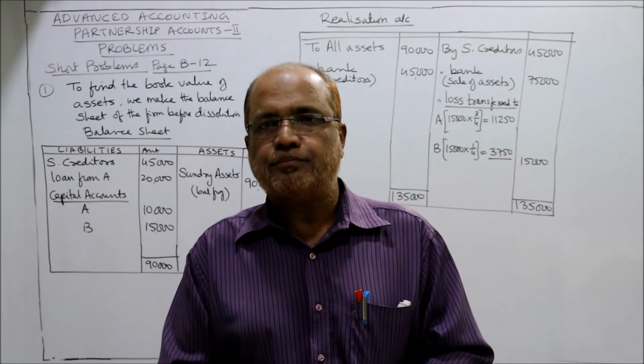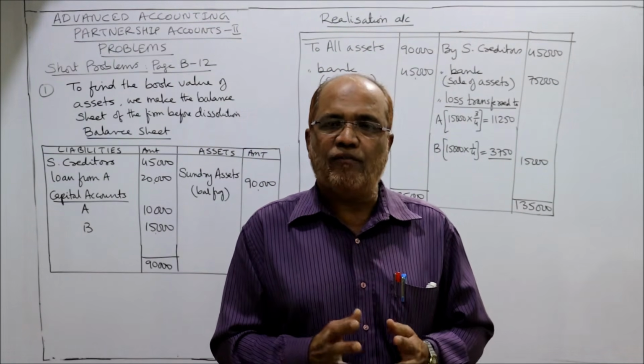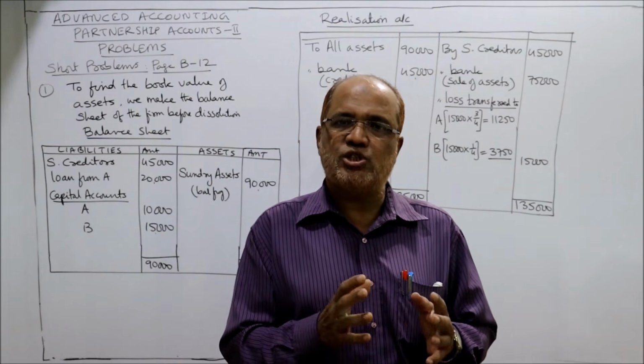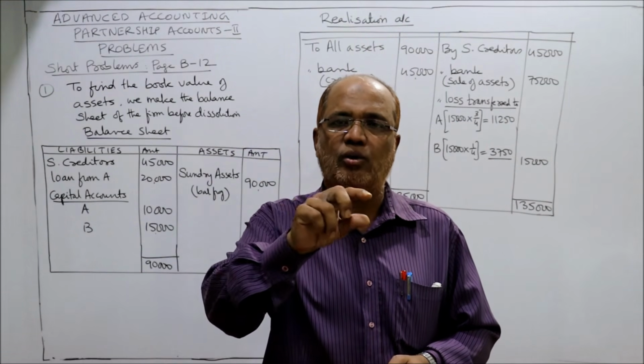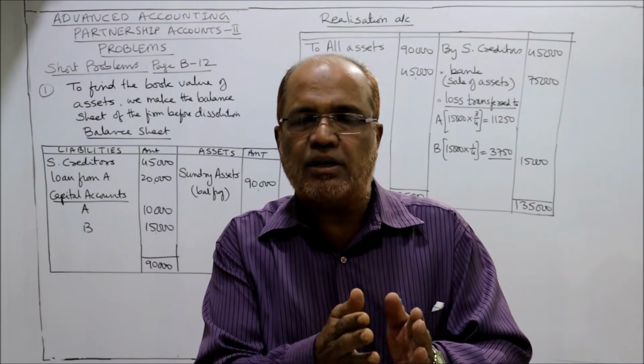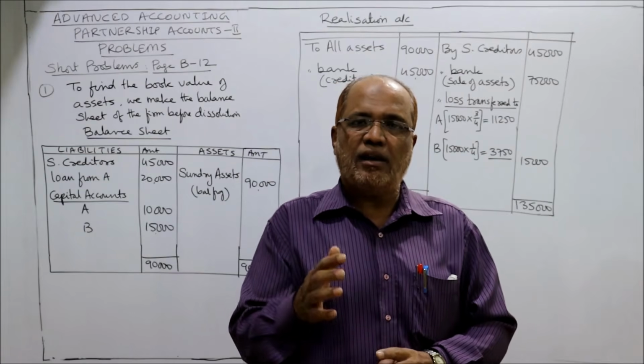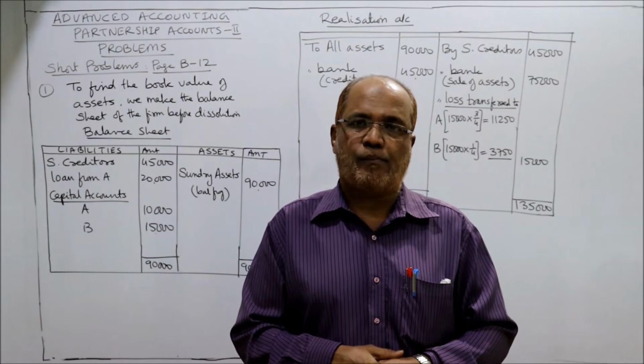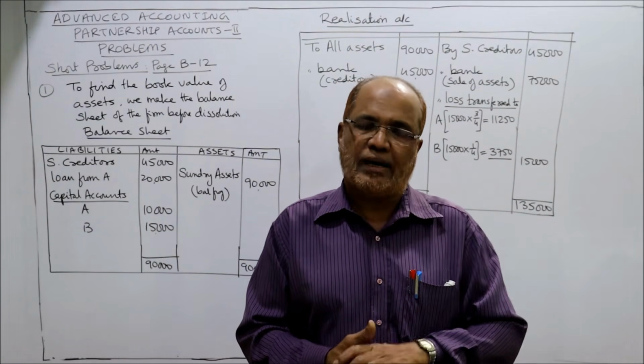Then we have to find out the profit or loss on realization. If there is profit, realization account debit to all partners' capital accounts. If there is loss, all partners' capital accounts debit to realization. Then realization expenses are also there, so realization account debit to cash.